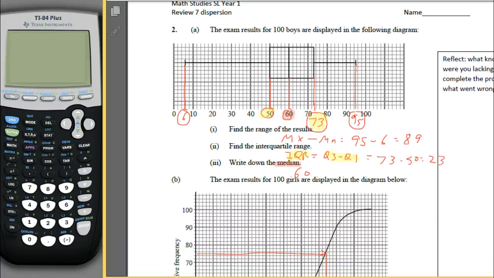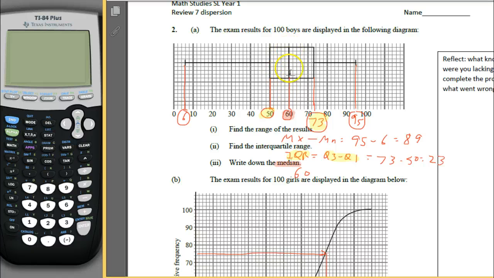Moving on to number 2. Now we're going to have some box and whiskers plots here too. So the exam results for 100 boys are displayed in the following diagram. We have a box and whiskers plot showing how the exam results of the boys are distributed.